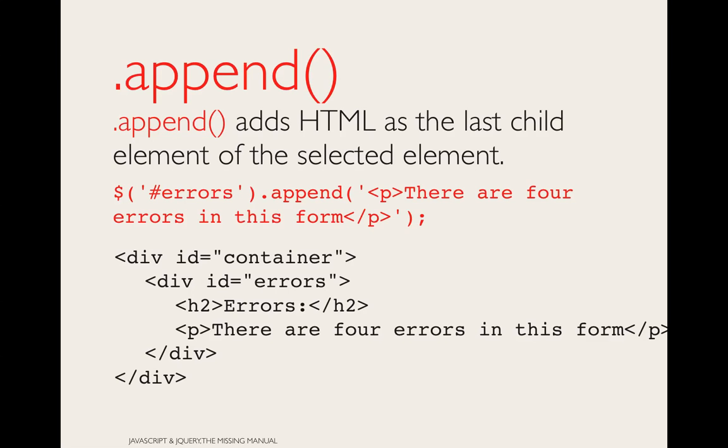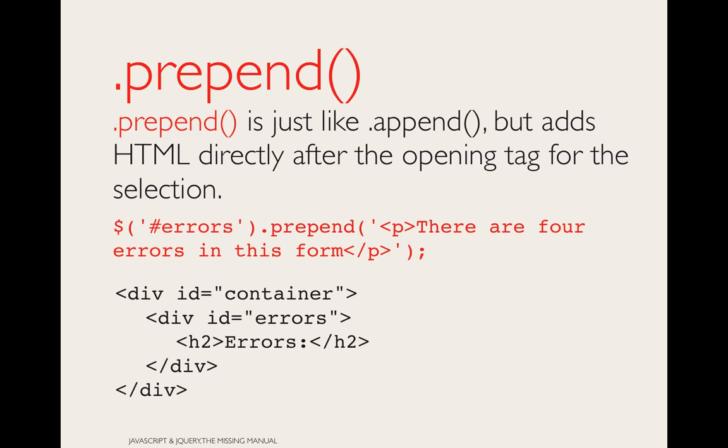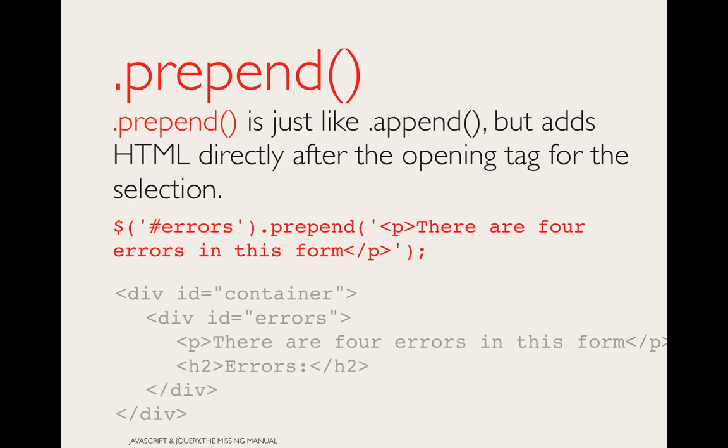that's cool. It's just there's a little bit of an adjustment when you start thinking descendants and children and siblings and stuff. So take your time. Here we're going to prepend, which is just like append, but adds it directly after the opening tag or right at the beginning of the selection. If we want to prepend the same thing, 4 errors in this form, onto the ID of errors, here's what it would look like as a result at the end. Just think of this as the beginning, prepending, appending at the end.